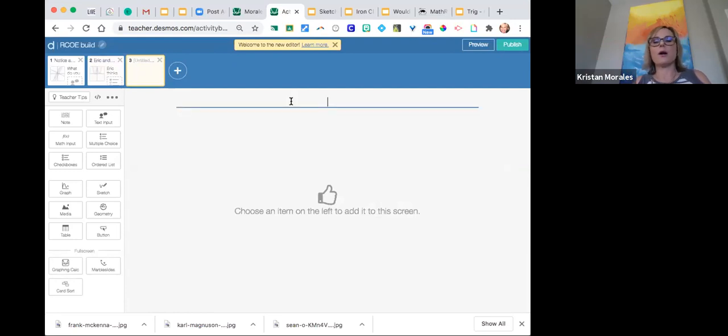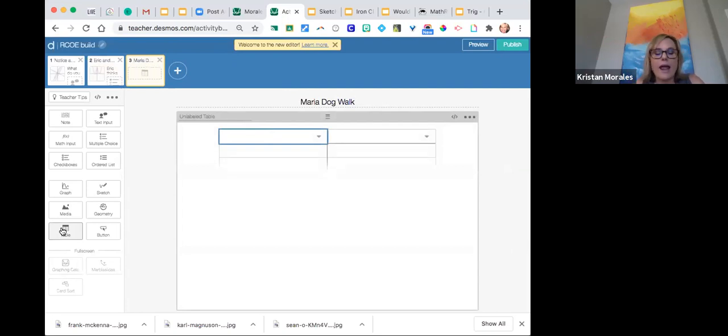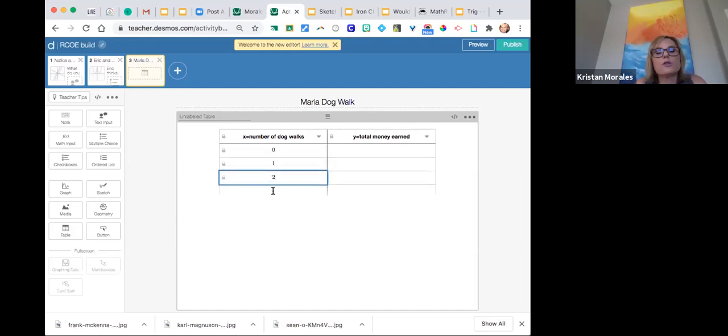This one was, remember that problem that you guys were doing about Maria dog walking. So give it a title. And that one started with a table. So maybe you want to give your students a table of values to take a look at. And you can just call it X, or you could say X equals the number of dog walks. And I want my Y variable, Y is going to equal the total money earned, right? And then I'm going to start with 0 dog walks, 1, 2, 3, 4, and then I'm going to jump to 10 dog walks.